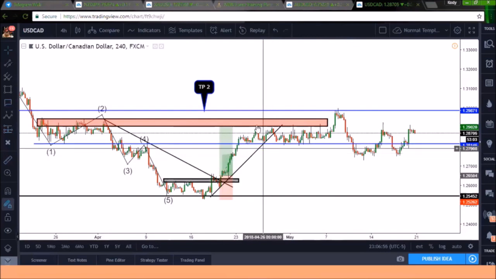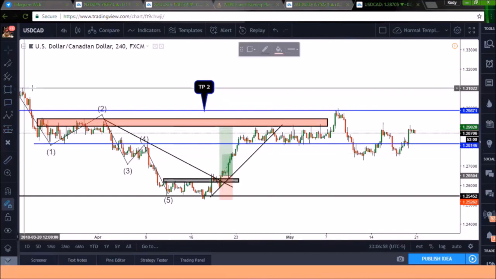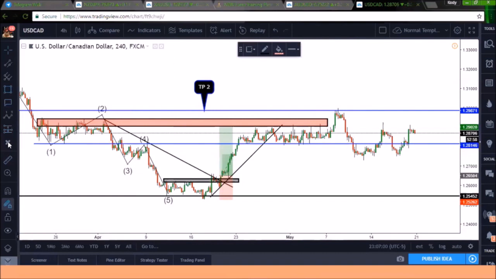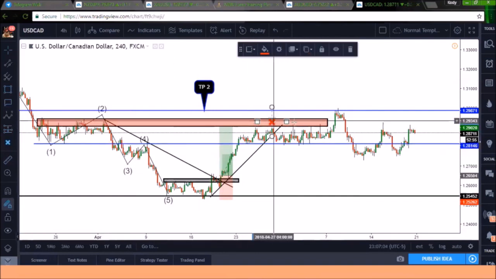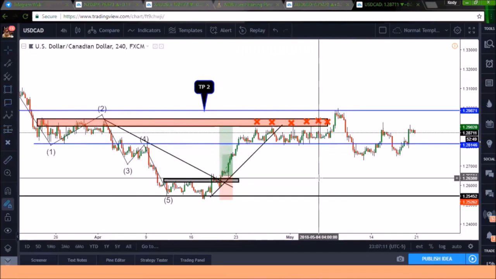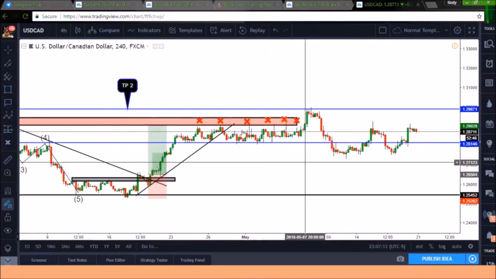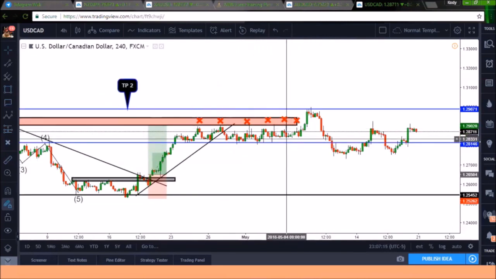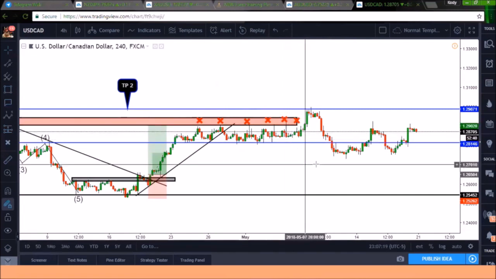Now, a third reason, if you take all of this out, look at this, guys. We have 1, 2, 3, 4, 5, 6 rejections. Guys, 6 rejections. Look at the price action in here. Very bearish candlesticks forming. Look at this. Very textbook bearish exhaustion candle right here.